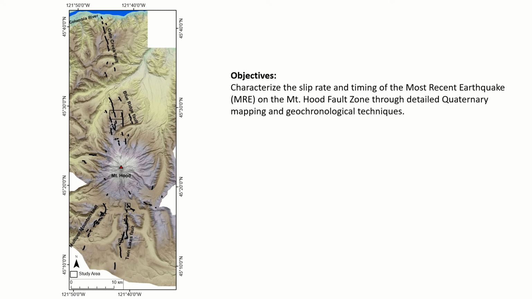The primary objective of this project is to characterize the slip rate and the timing of the most recent earthquake on the Mount Hood Fault Zone through detailed quaternary mapping and geochronological techniques. Slip rate and most recent earthquake data from several sites along the fault length will provide new insights into how strain is partitioned between structures within the Cascade volcanic arc and the Basin and Range. This work is ongoing and I plan to do additional fieldwork this summer.